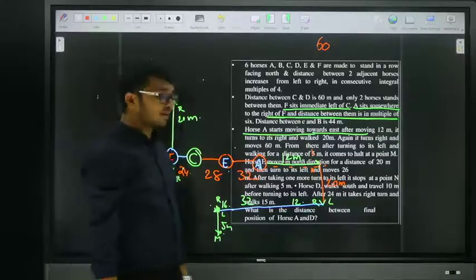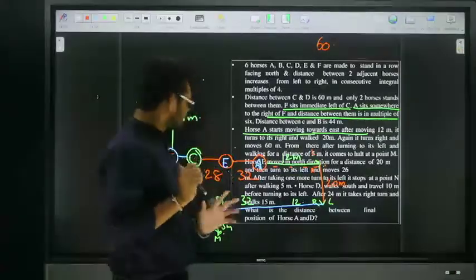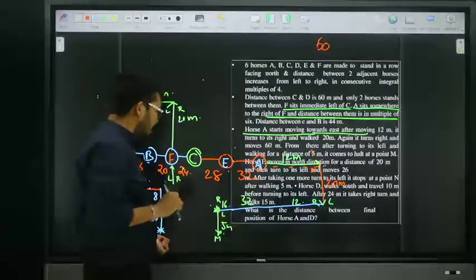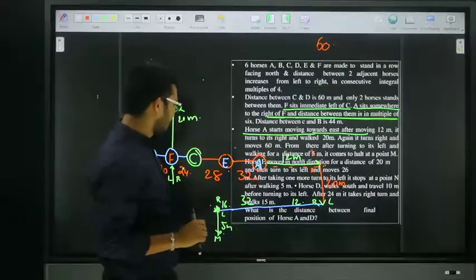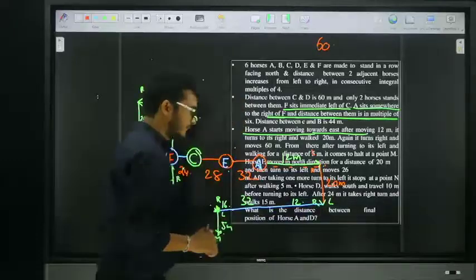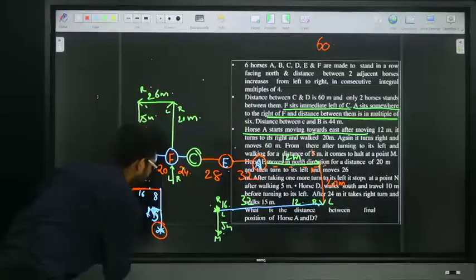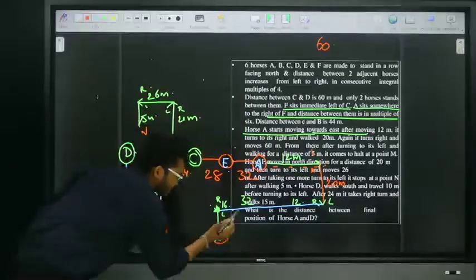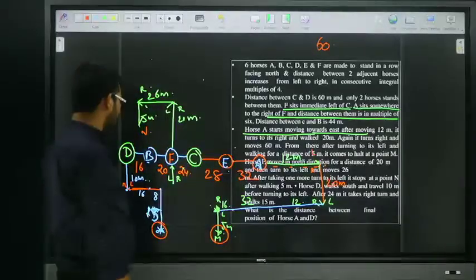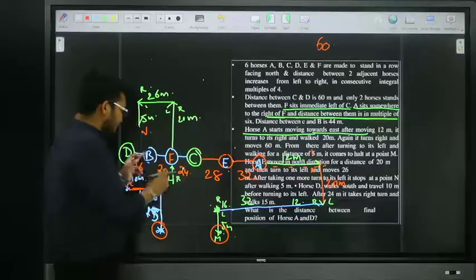Friends, now our requirement is what? The distance between the final positions of horse A and horse D. This is the final position for horse D, and this is the final position for horse A. Now we are going to calculate this distance.